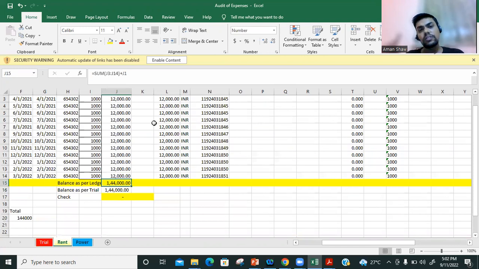You first trace it with the ledger and check whether the ledger balances are matching or not. The second thing, you will check if there is a rent expense being made, there should be an agreement for the same. So you will ask the client for the agreement. It might also be the case that these agreements are already there in your previous year files, and you may refer to that.